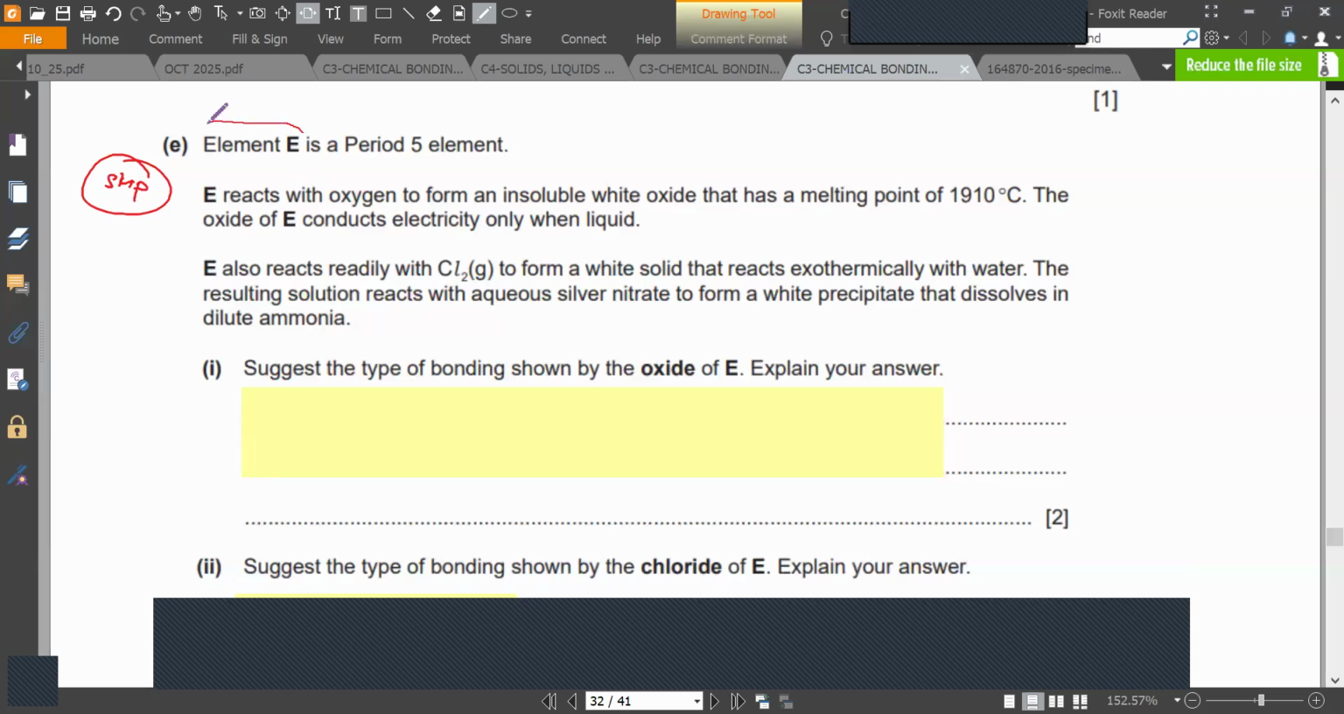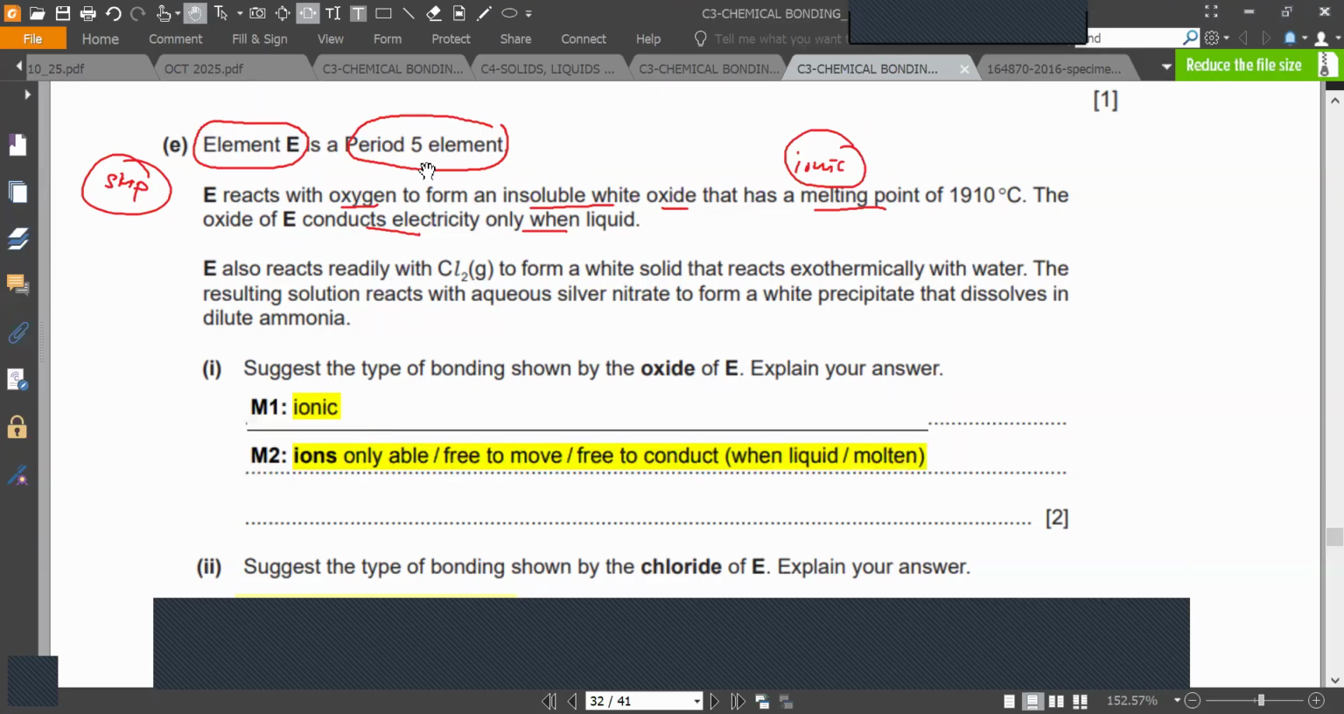Element E is a period 5 element. It reacts with oxygen to form an insoluble white oxide that has a melting point of 1910. The oxide conducts electricity only when liquid. So it's telling us this is an ionic compound. Ions are only available when it's in liquid or molten form. So these are characteristics of an ionic compound.